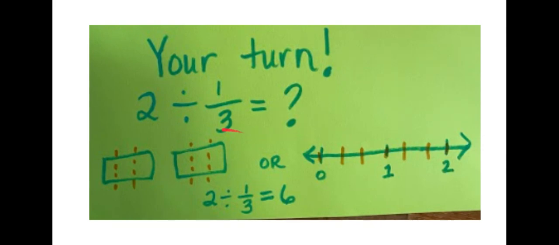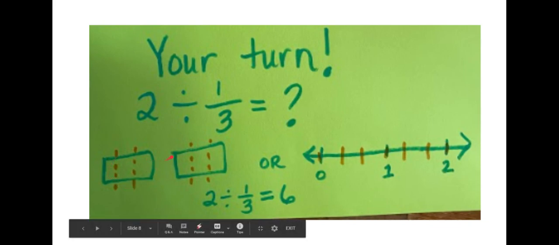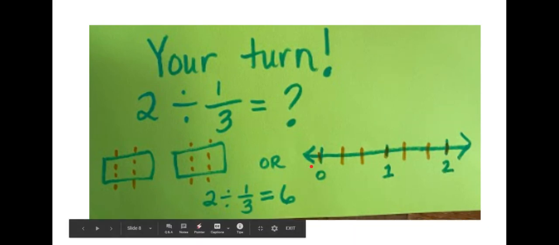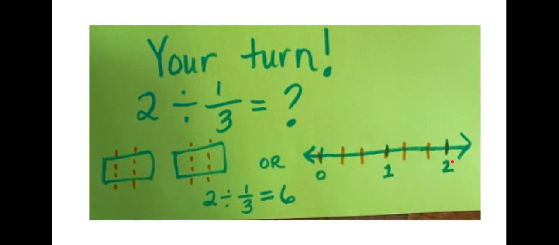So 2 divided by 1/3, I started with my 2 boxes here. I split them into thirds. I end up with 6. So 1/3 goes into 2 6 times. My number line, you could have done it either way. You didn't have to do it both ways. I went all the way to 2 because that's what I'm starting with. And then I split it into thirds. So there's 1, 2, 3, 4, 5, 6 thirds in 2.